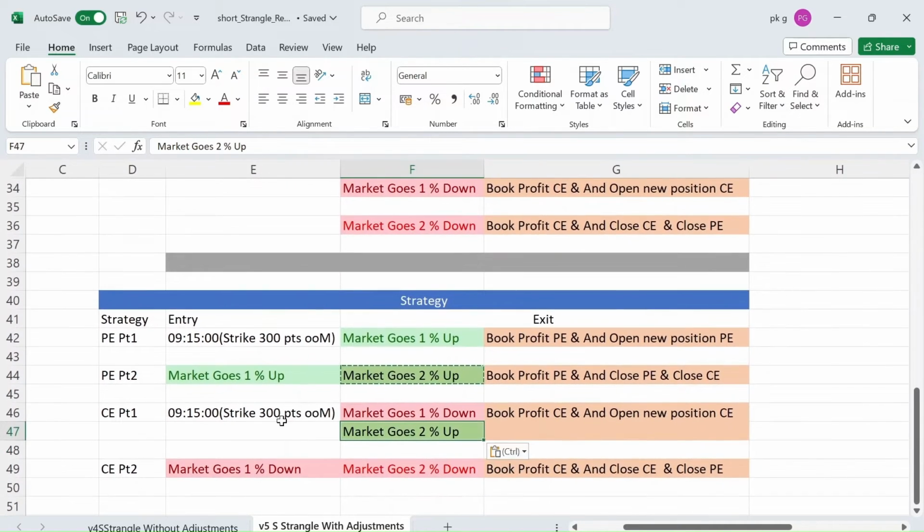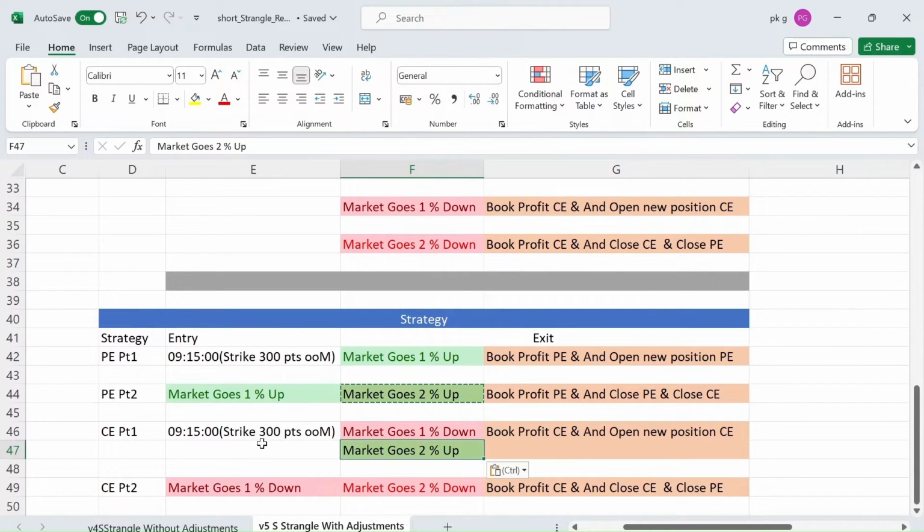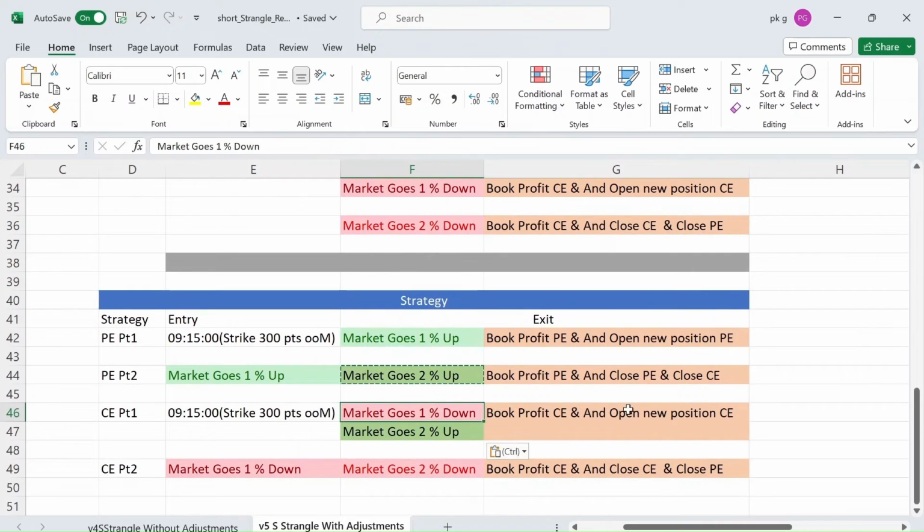So I will explain CE part 1 and part 2 once. So as part 1 is just the time becoming 9:15, then we have to sell 300 points out of the money CE option. And when we have to adjust this, that means when we have to close this, when the market goes 1% down, then we will book the profit in CE and open a new position in CE. That means we have to just close this. This going 1% down is the exit condition for this strategy, and we have to open a new position.